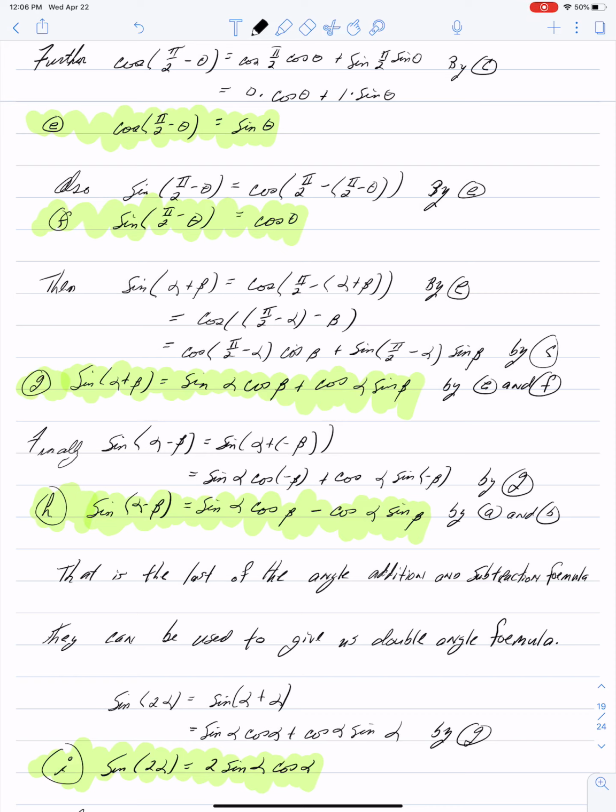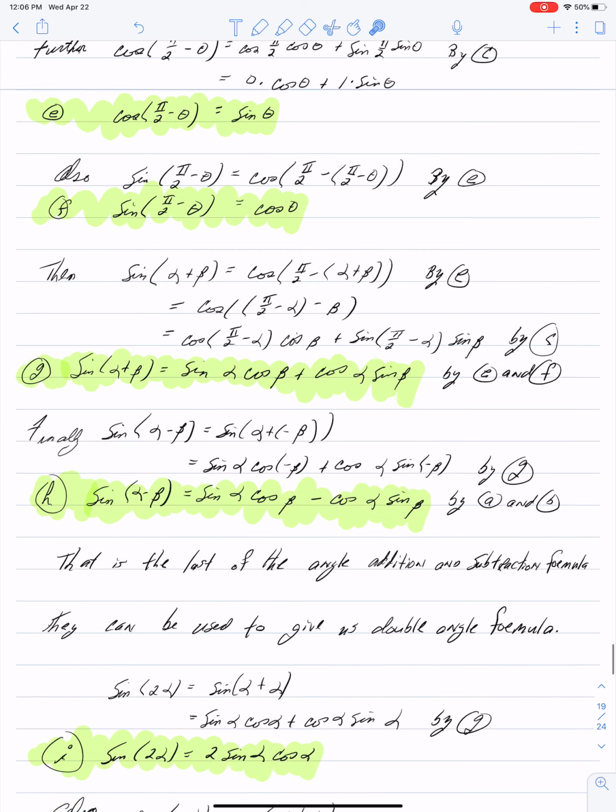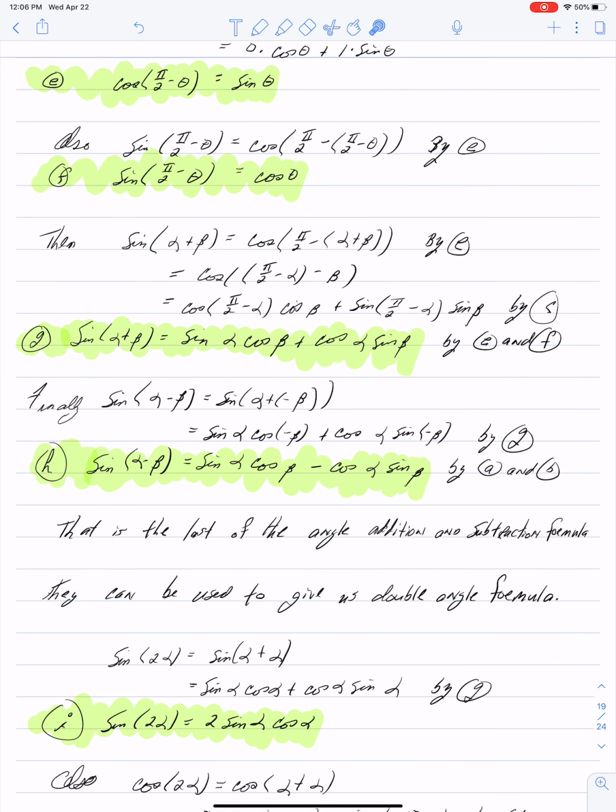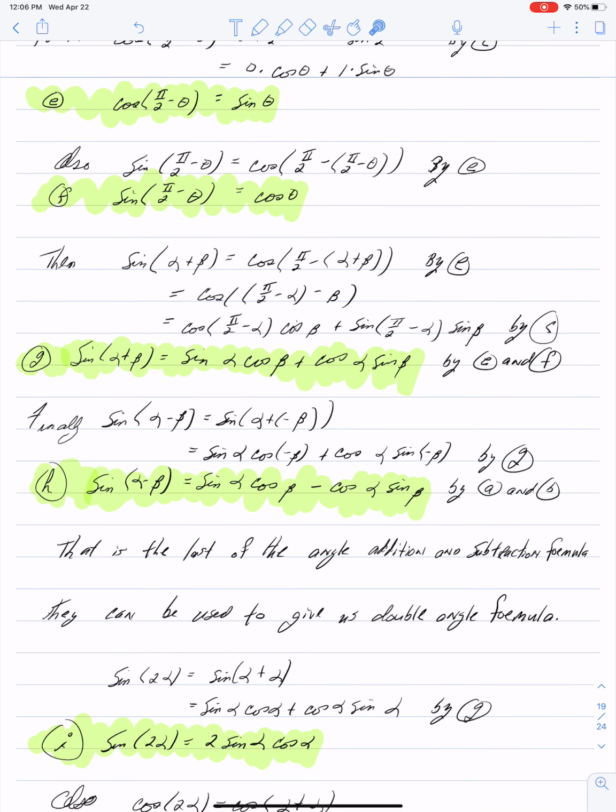Picking up where we left off, we had developed a couple of trig identities. Cosine of pi halves minus theta is sine theta. Sine of pi halves minus theta is cosine theta. And now I'm going to use that to get the angle addition formula for the sine.